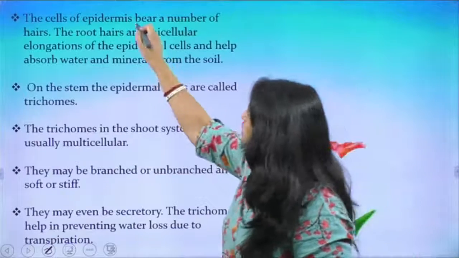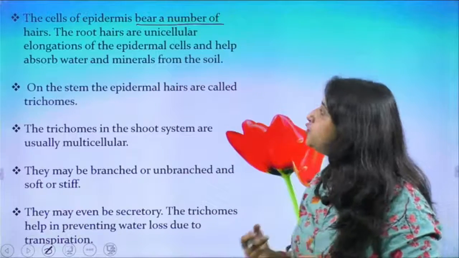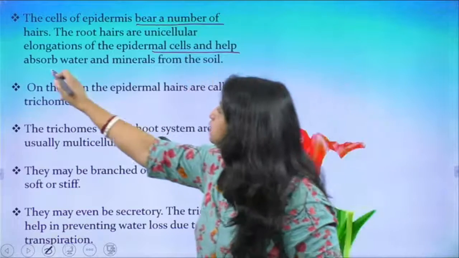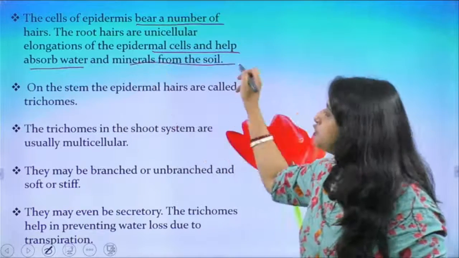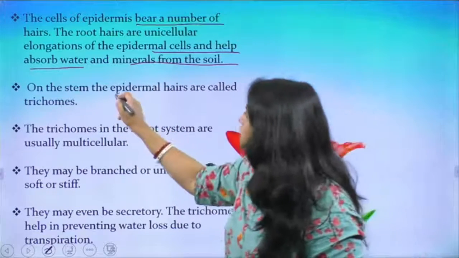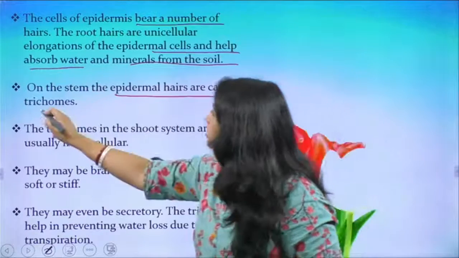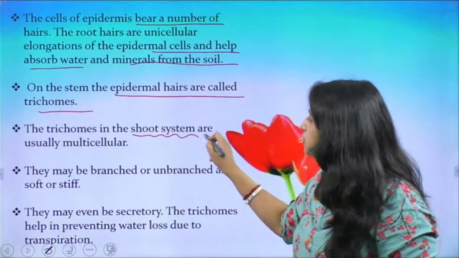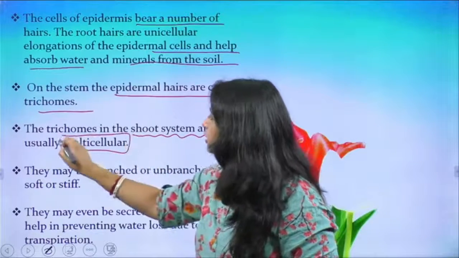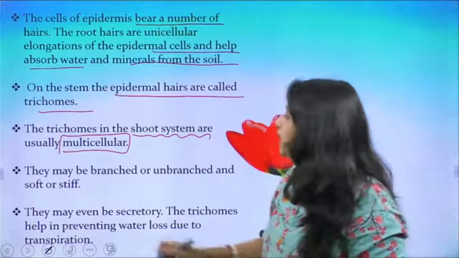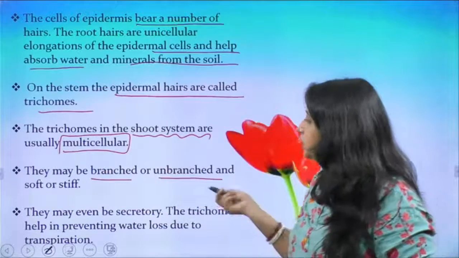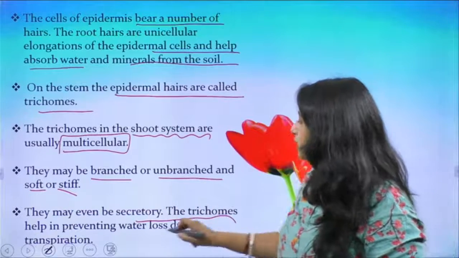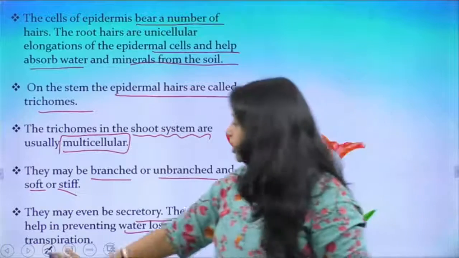And the cells of the epidermis bear a number of hairs. Root hairs are elongations of epidermal cells which help to absorb water and minerals from the soil. On the stem, the epidermal hairs are called trichomes. In the shoot system, they are usually multicellular, that is, they have many cells, and they may be branched or unbranched, soft or stiff. They may even have secretory cells, and they prevent water loss due to transpiration.